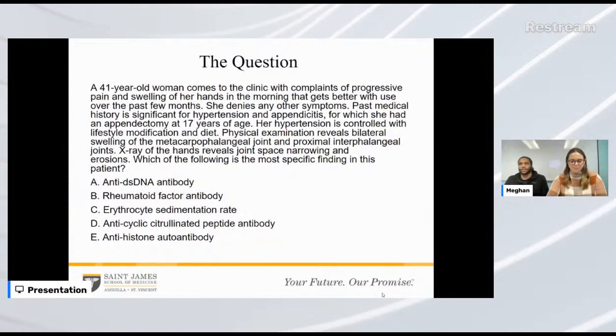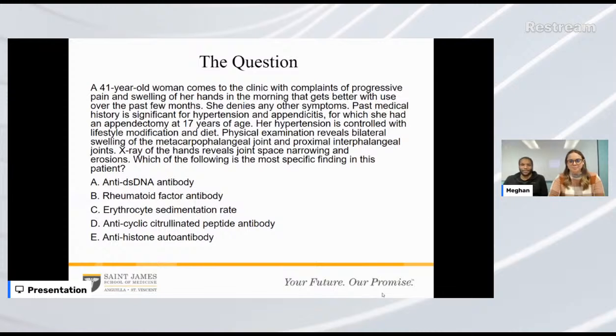The question that was asked last Thursday is: a 41-year-old woman comes to the clinic with complaints of progressive pain and swelling of her hands in the morning that gets better with use over the past few months. She denies any other symptoms. Past medical history is significant for hypertension and appendicitis, for which she had an appendectomy at 17 years of age. Her hypertension is controlled with lifestyle modification and diet. Physical examination reveals bilateral swelling of the metacarpophalangeal joint and proximal interphalangeal joints. X-ray of the hands reveals joint space narrowing and erosions. Which of the following is the most specific finding in this patient?